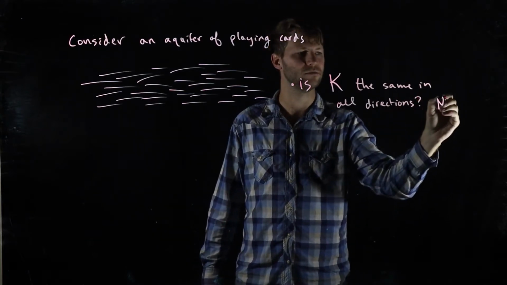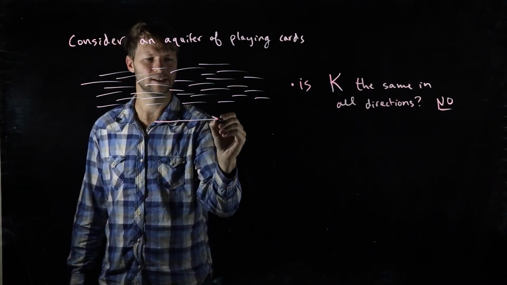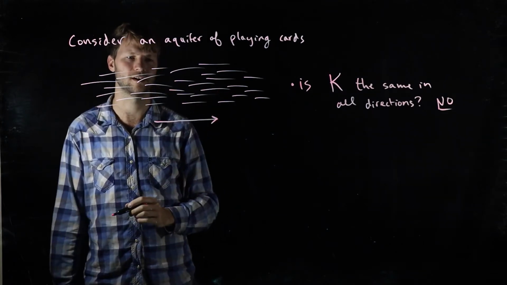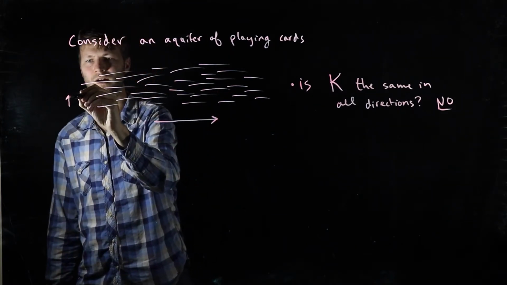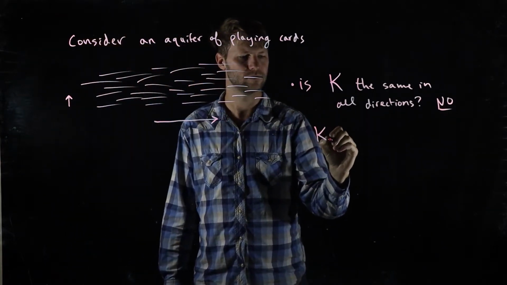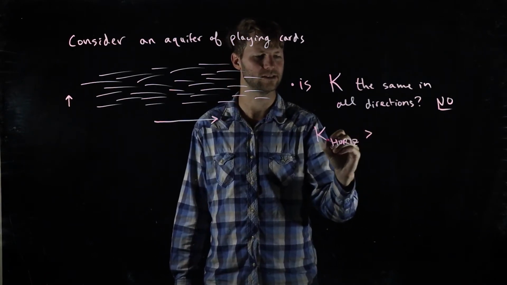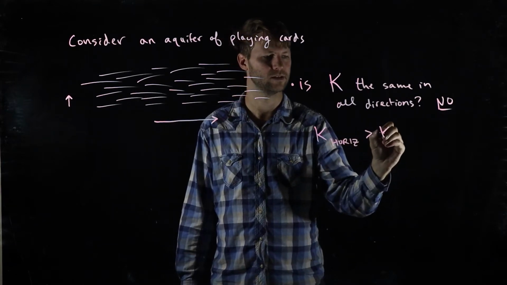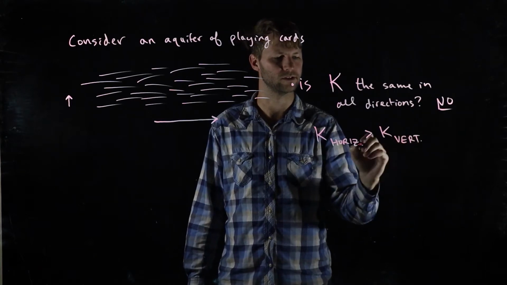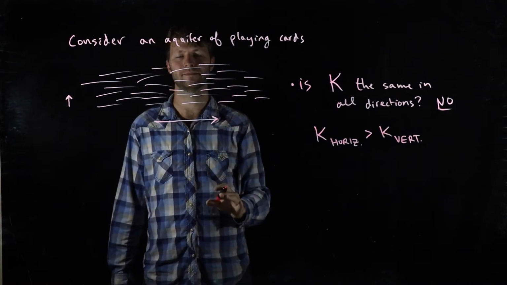And the answer is no. You could expect that it's going to be a lot easier for water to flow horizontally because it's parallel to the direction of the cards than it is going to be for water to flow vertically through this. So here we might say that in the horizontal direction, the hydraulic conductivity is of a larger magnitude than in the vertical direction. So this is directionality, and that's something that we can think of.